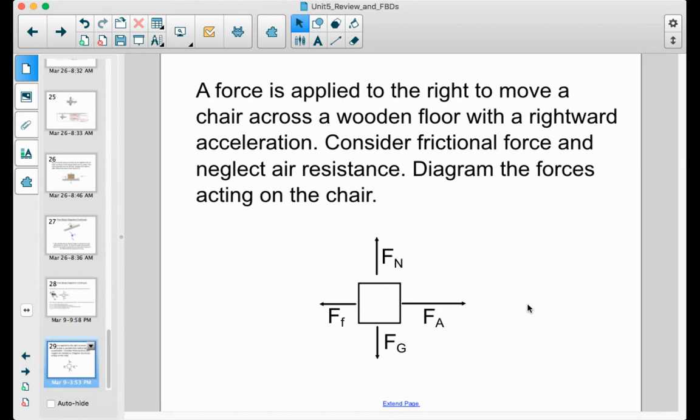So that's just a real quick, brief overview of free body diagrams. I'm sure your teachers will introduce some different links that you can explore.